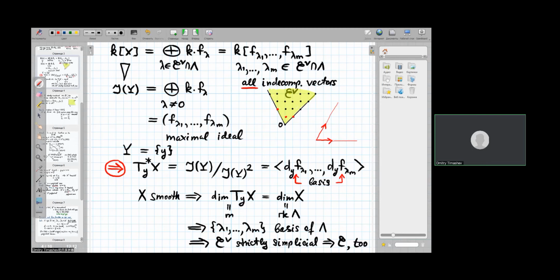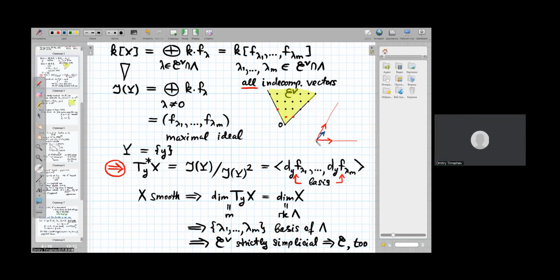Professor, if it is not the basis of lambda, we have a vector in lambda that is a rational combination of lambda I, but not an integral combination. For instance, this one. Yes, for instance. But this vector will also be indecomposable in this sense. But how can we prove that this vector is contained in C check? I mean, this vector may be outside C check.